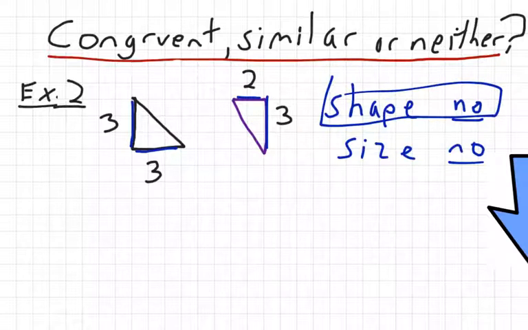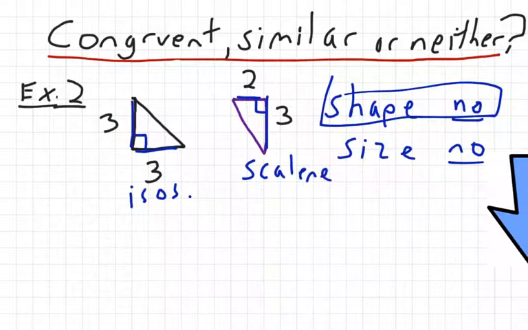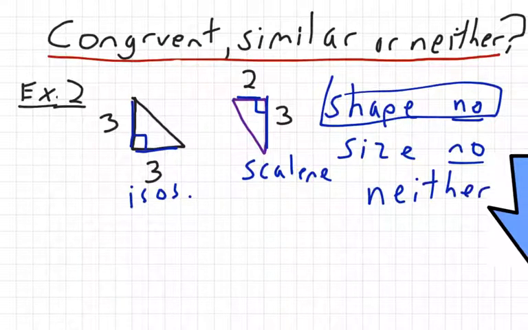So yes, it's a right triangle. They're both right triangles. However, this one is isosceles, isn't it? And this one is, you guessed it, scalene. So that proves that these are not the same shape. So we would say neither for this answer. Neither similar nor congruent. For them to be similar, they would have to be the same shape.